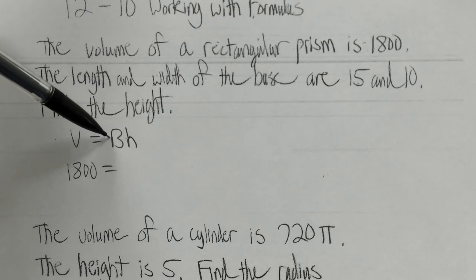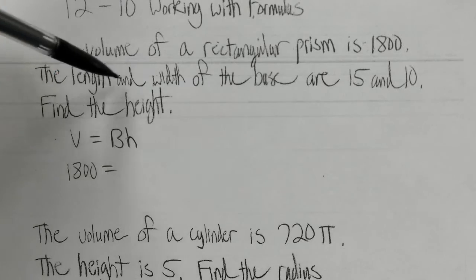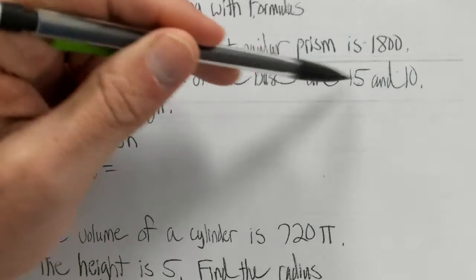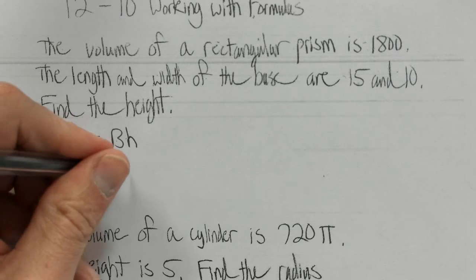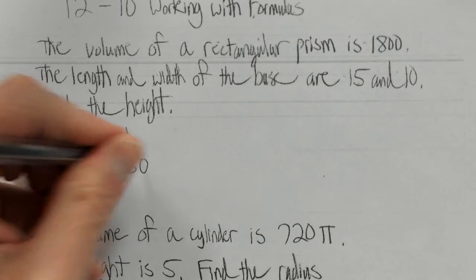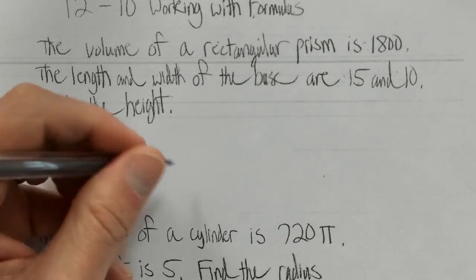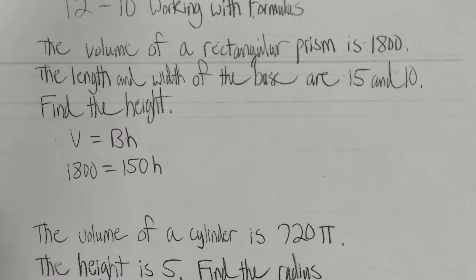Now remember, B stands for the area of the base. And how do you find the area of a rectangle? You multiply the length times the width. So if I multiply these two together, that will be the B. So that's 150. And they're asking me for the height, so that is still missing.